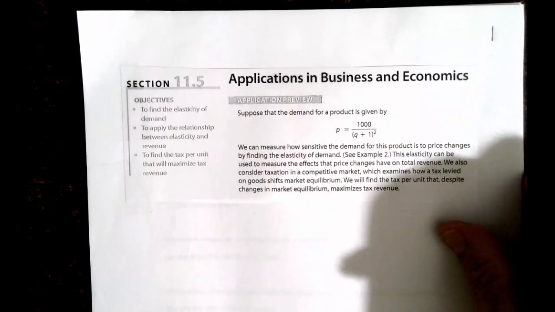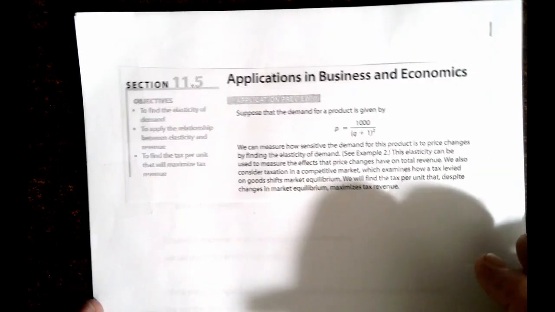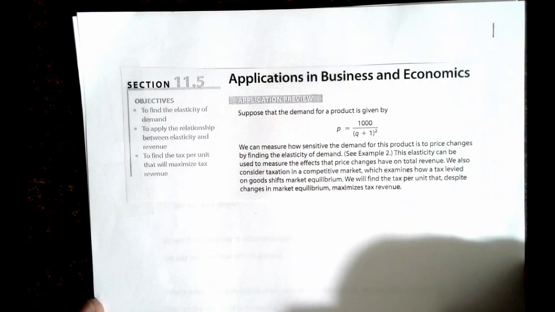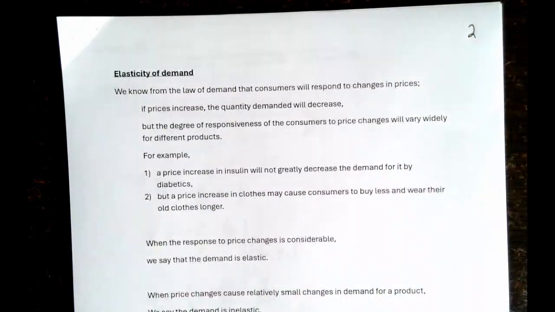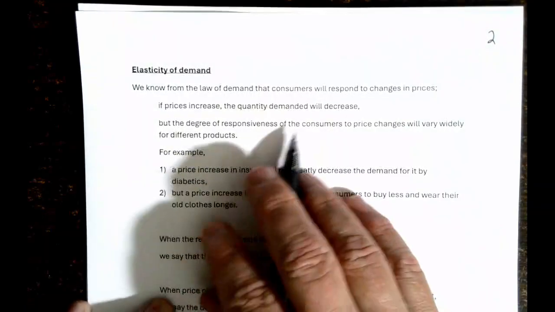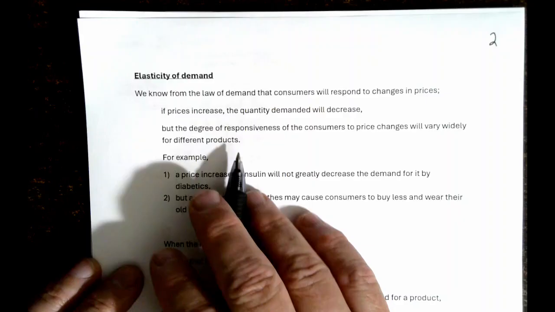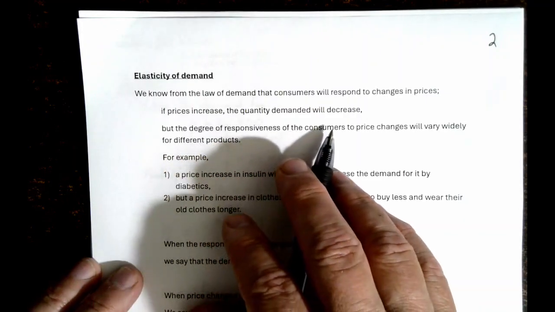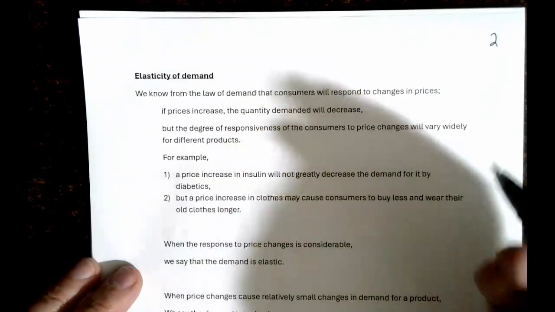All right, in section 11.5 we talk about something called elasticity, and we also talk about how adding a tax will change the supply and demand situation as well as the tax revenue. So when we talk about elasticity, we know from the law of demand that consumers will respond to changes in prices. If prices increase, the quantity demanded is decreased. Makes sense, because if the price goes up, fewer people are going to buy the product.